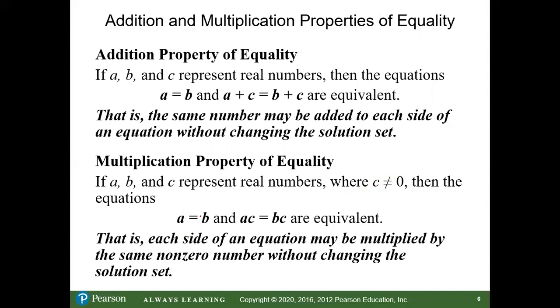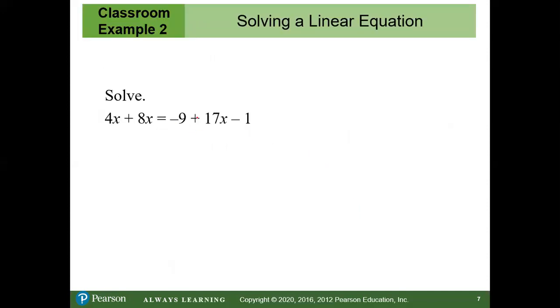But everything else is fair game. Sometimes it'll help, sometimes it won't. But you are allowed to multiply both sides of the equation by any number you want, except for, of course, 0. All right. So let's go ahead and solve these equations.